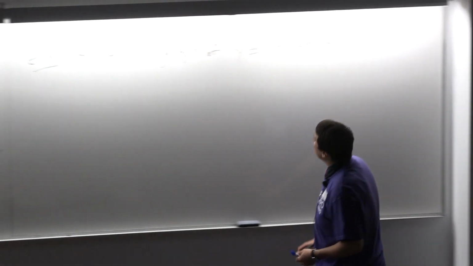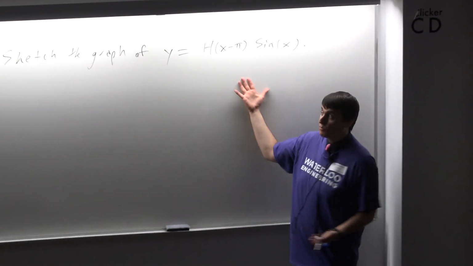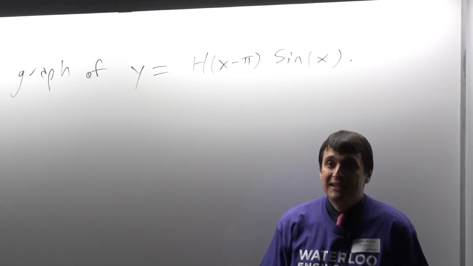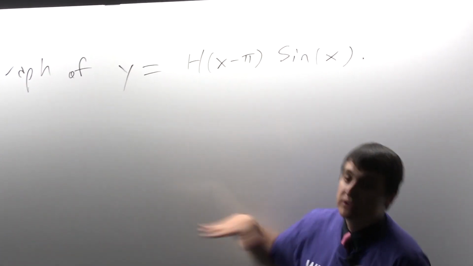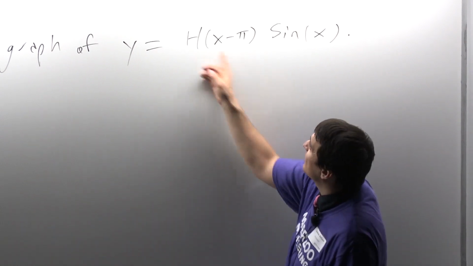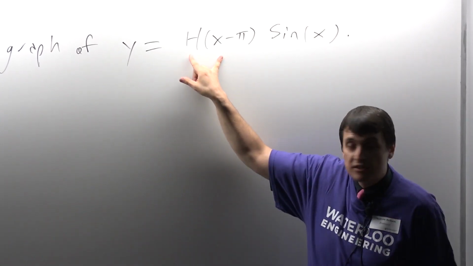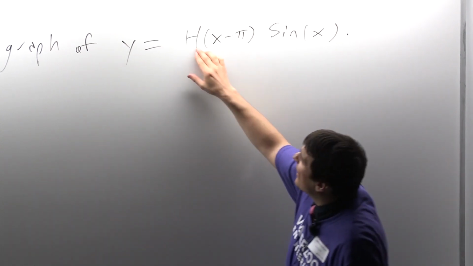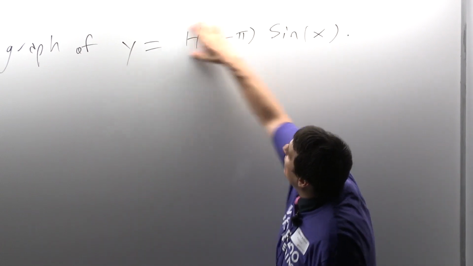All right. So we're going to sketch this graph, h of x minus pi times sine of x. It looks more complicated than h of x on its own, but it's still the same thing. H of anything is always 0 or 1, depending on what the input is. So as complicated as this can look and what you're multiplying it by, don't ever forget, it's crucial to the understanding of the later things, that h of whatever is always just going to output a 0 or a 1.